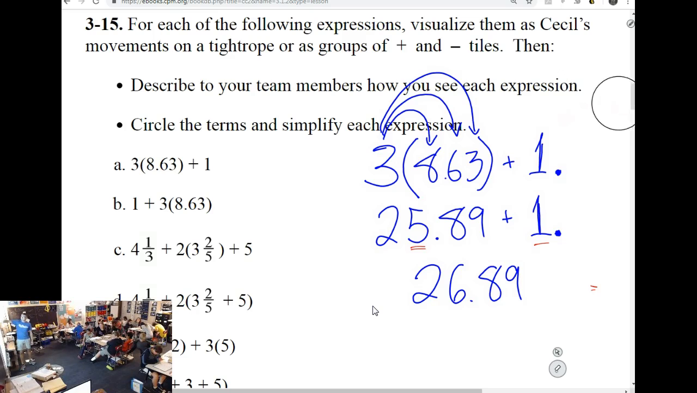All right, try B, C, D, and I will put some answers up here.